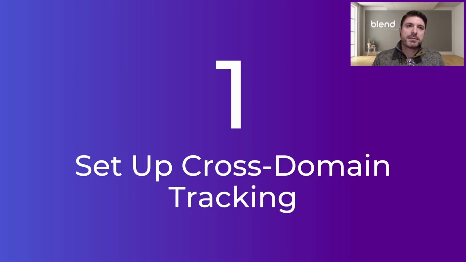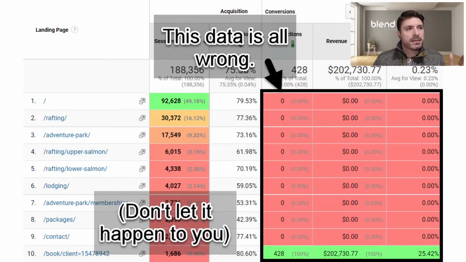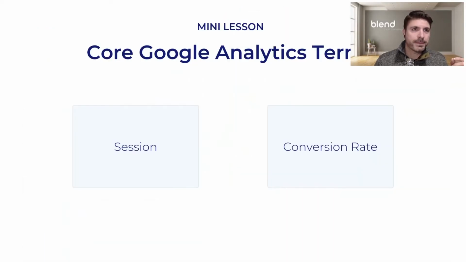So the first step is to make sure that you've set up cross-domain tracking. This is a Google Analytics landing page report, much like what you'd see in your own account. One important thing that it tells us is how well each landing page is converting. This is important data for the health of this company, but unfortunately it's flat out wrong. So how does something like that happen? Well, in order to answer that, we have to start with a little Google Analytics 101, but don't worry, I promise it's going to be quick and painless.